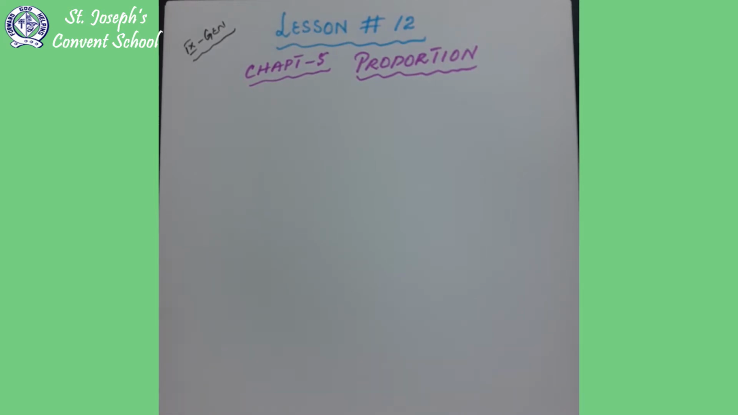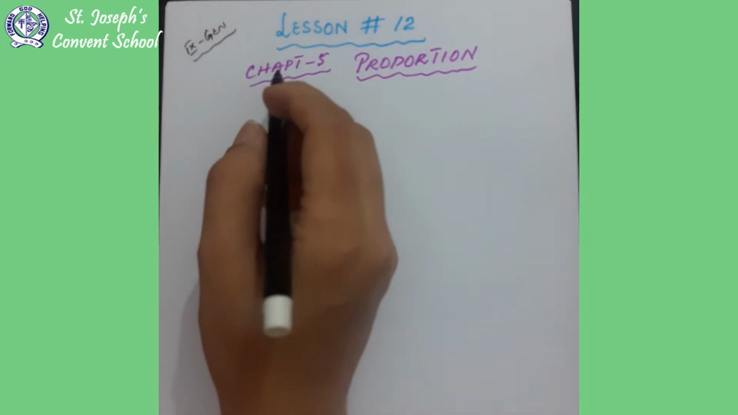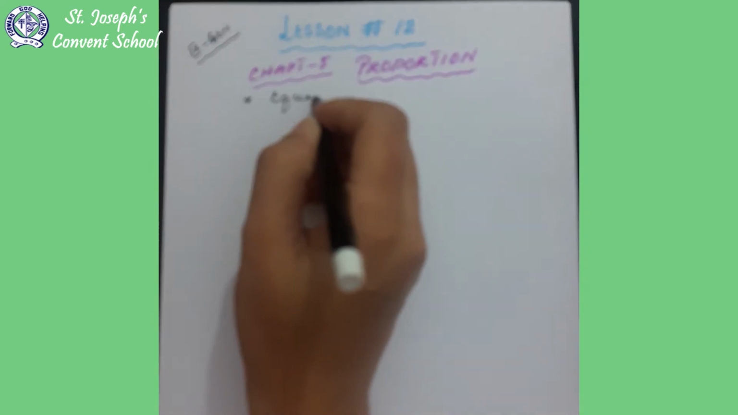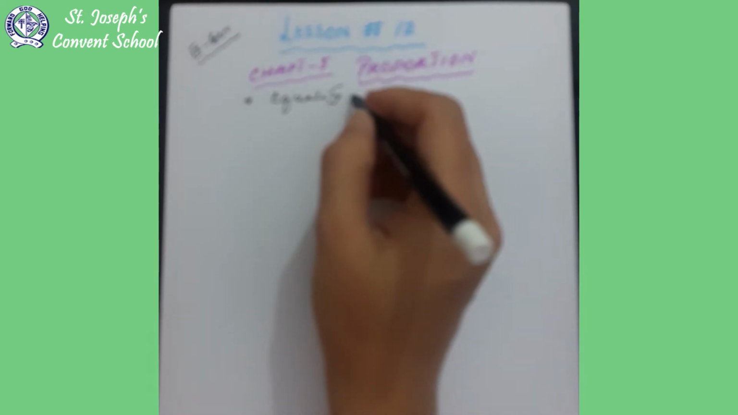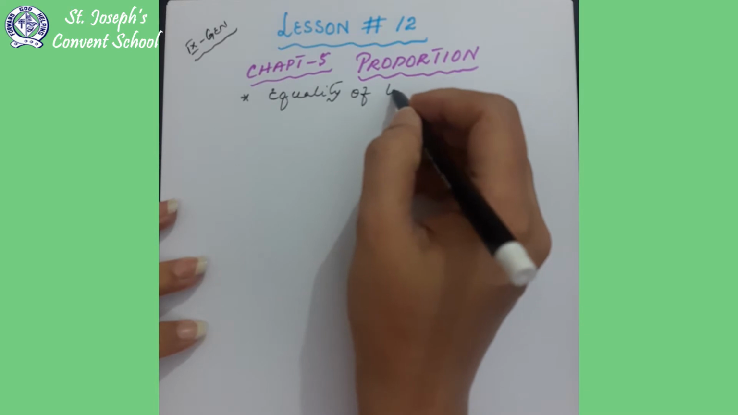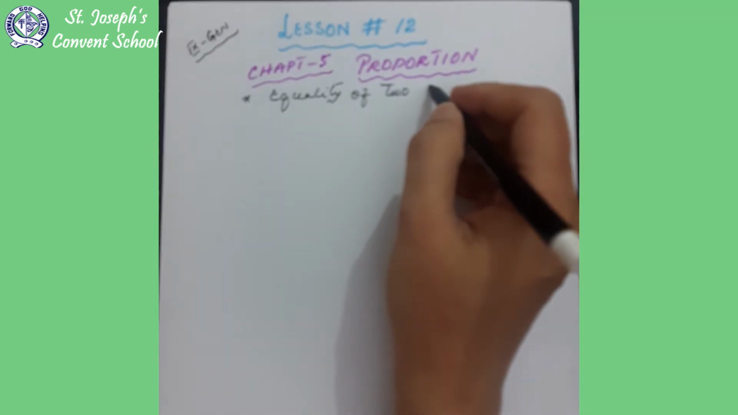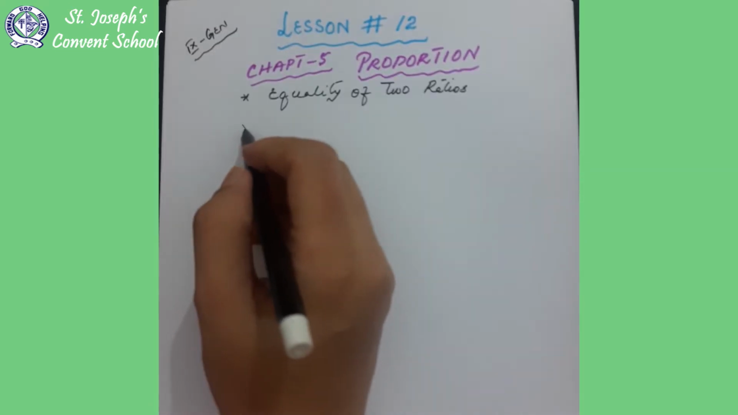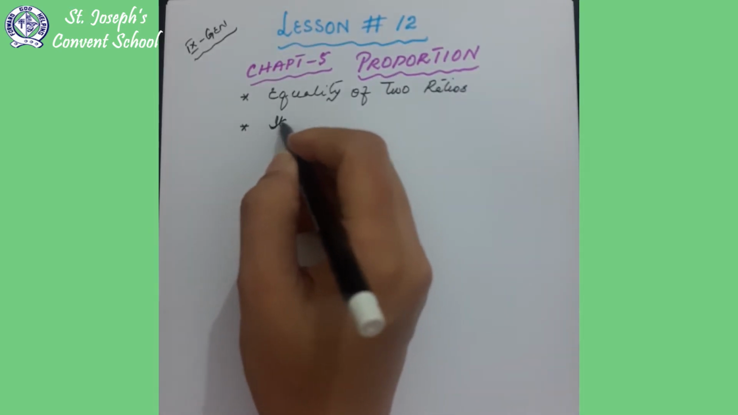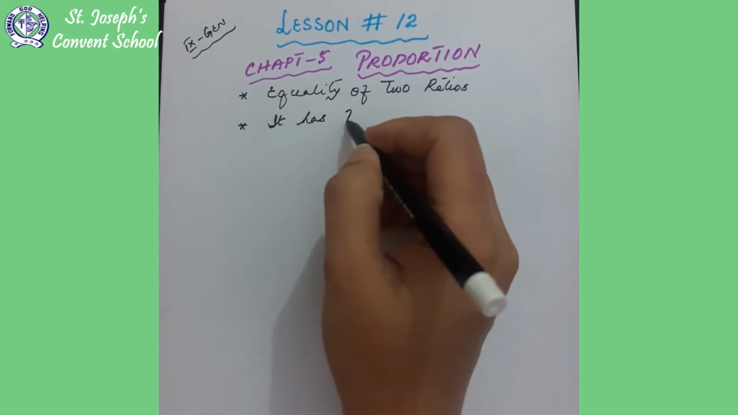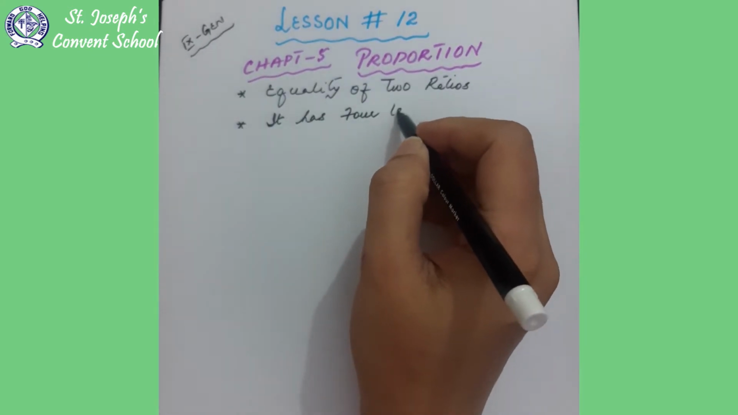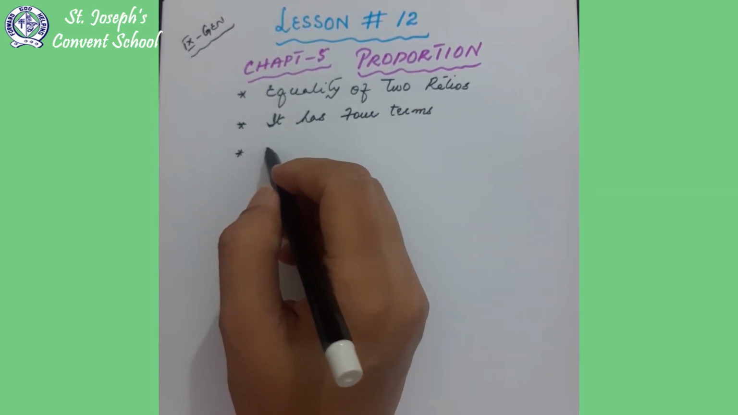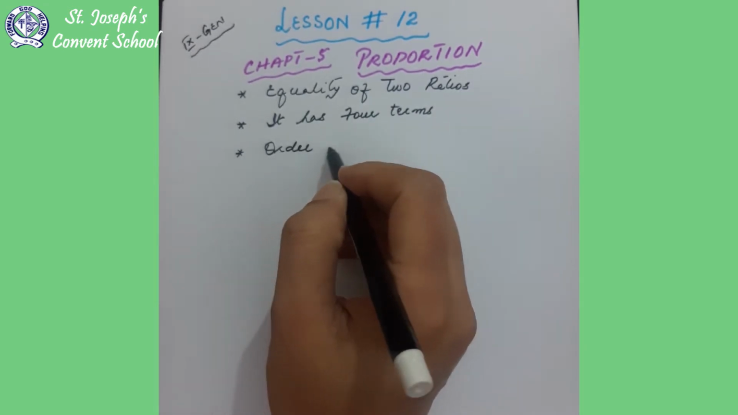What proportion is? It is the equality of two ratios. And proportion has four terms. And in four terms, order is important.